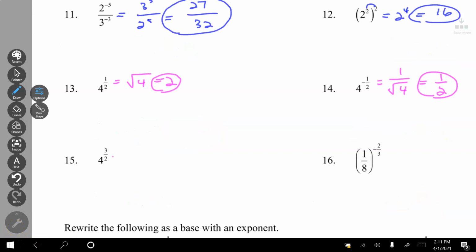On this next one, I see the top is a power, the bottom is a root. So I'm going to do the root first. So this is the square root of 4 to the 3rd. The square root of 4 is 2 to the 3rd, and 2 to the 3rd is equal to 8.